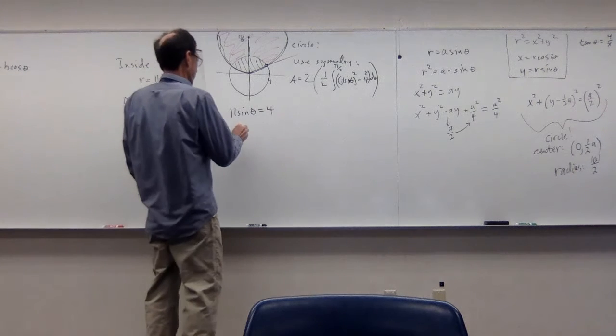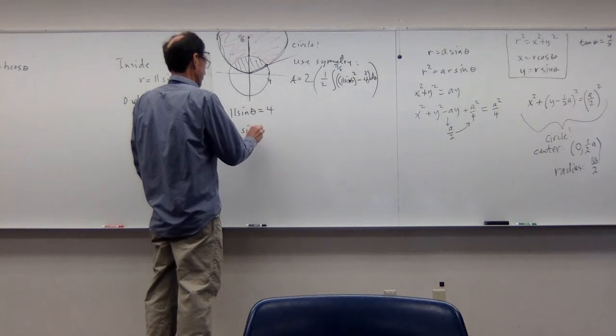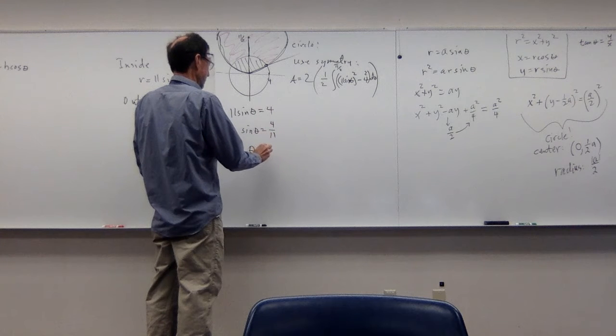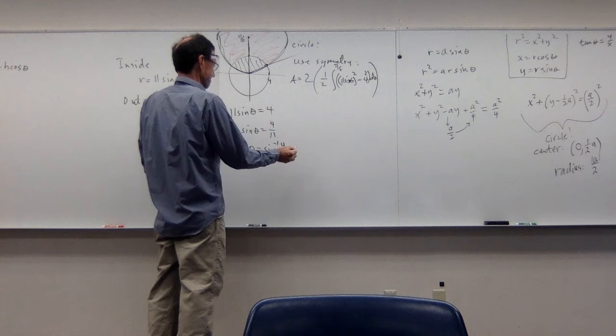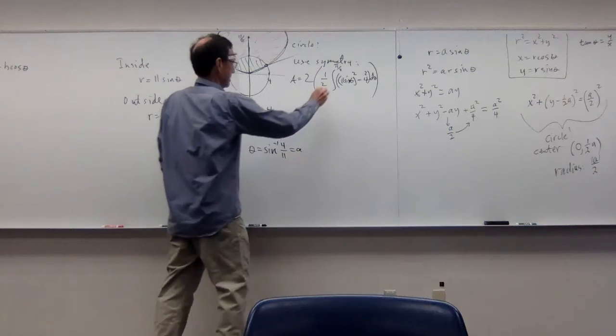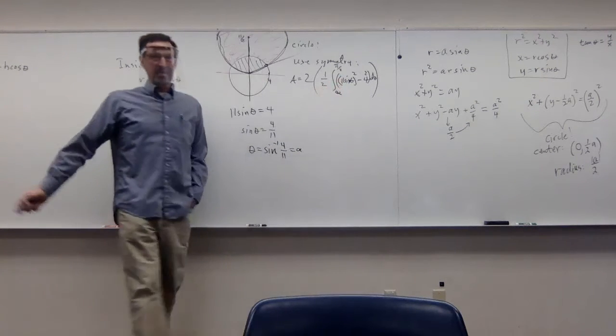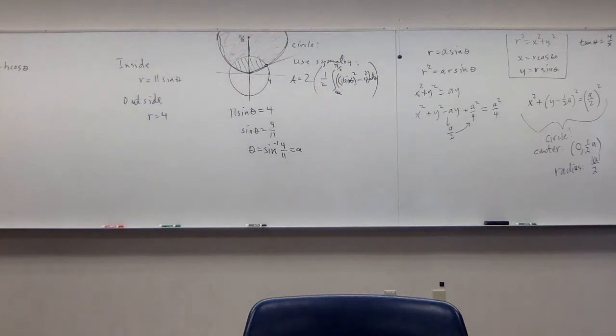Sine theta is 4/11, which means theta is the angle whose sine is 4/11. Let's call it alpha. And then when it comes time to do the calculation, we'll use the angle that it is. The angle whose sine is 4/11. There is an angle. And there's the integral. Okay.